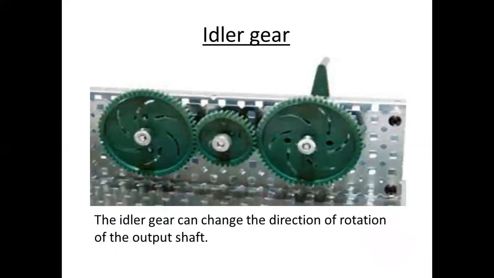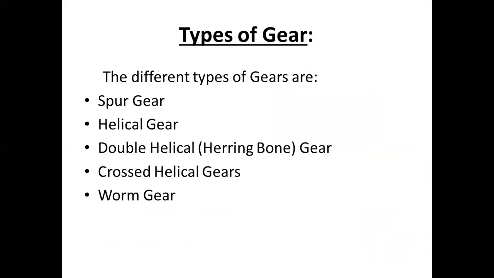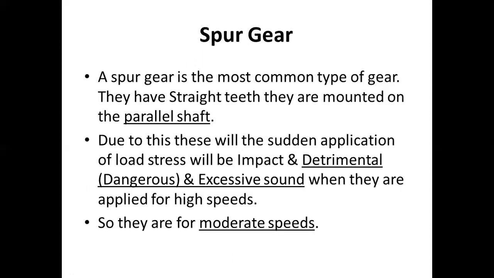This is the idle gear. An idle gear can change the direction of rotation of the output shaft. These are two gears and the middle one is the idle gear. These are some different types of gears: the spur gear, helical gear, double helical gear, herringbone, crossed helical gears and worm gear.